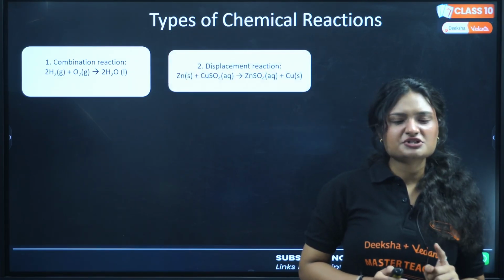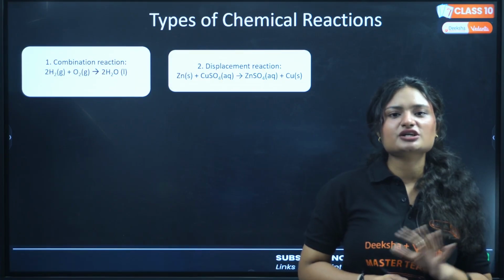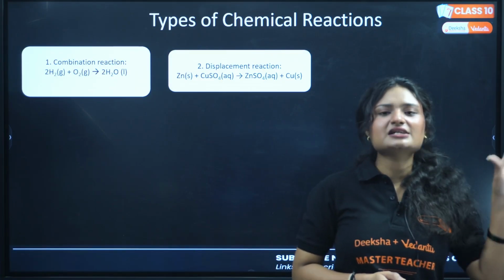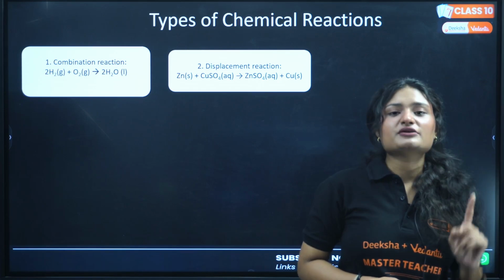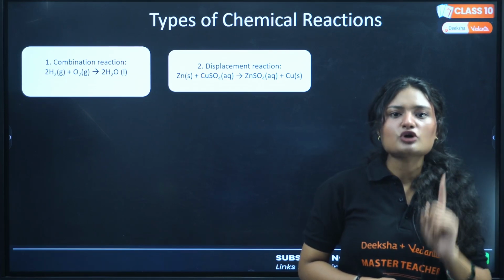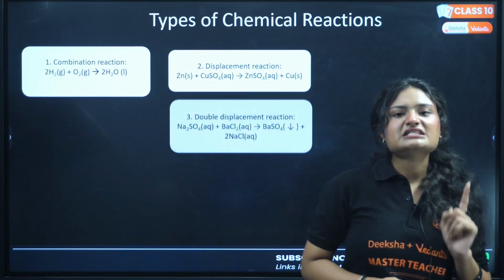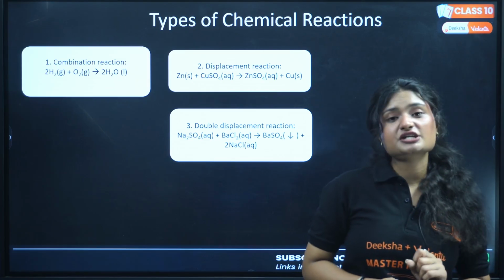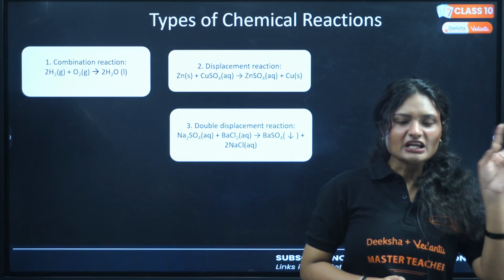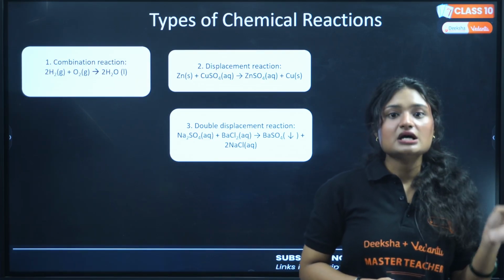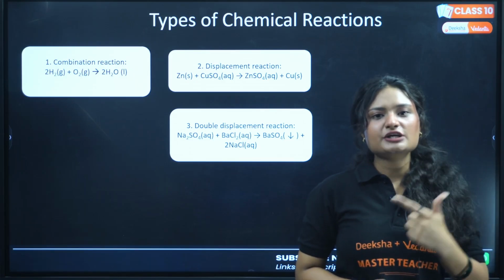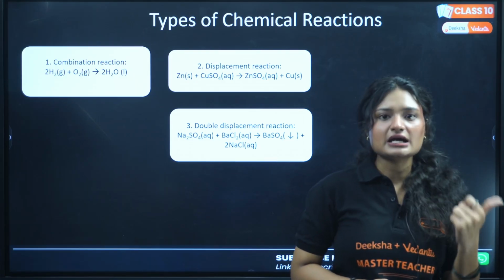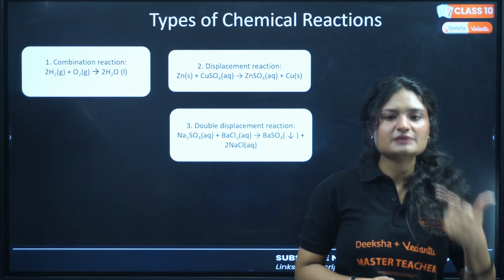Second one is displacement reaction. A displacement reaction is a reaction in which a more reactive element displaces a less reactive element from its compound. Here zinc is replacing copper from its compound, copper sulfate. Okay, next one is double displacement reaction. A double displacement reaction is a reaction in which there is an exchange of ions involved. For example, in this reaction, Na+ and Ba2+ are getting exchanged. Okay, and we are getting a precipitate of barium sulfate.